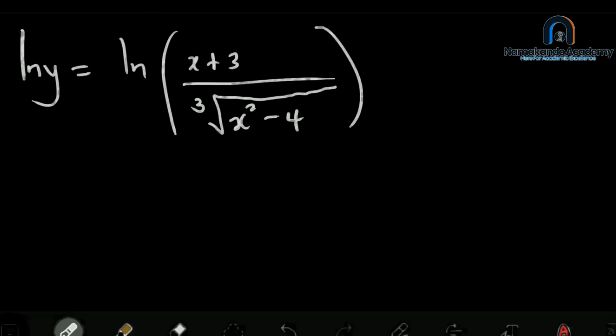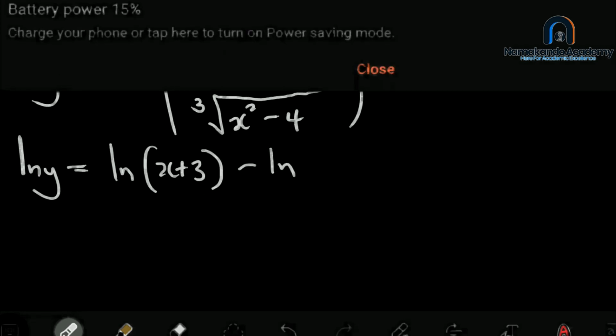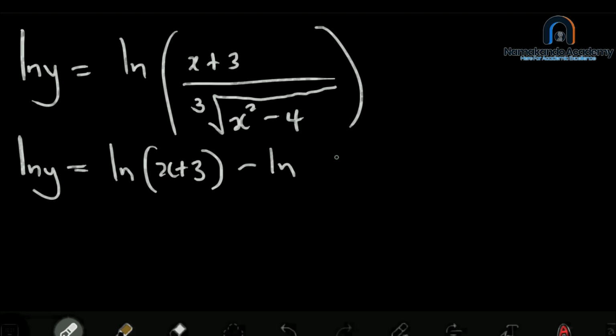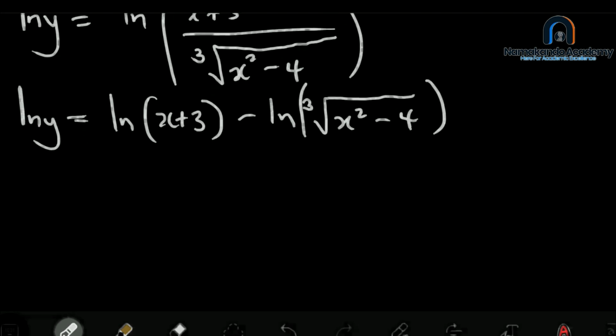So we maintain our left hand side as natural log of y, equal to, for the right hand side, natural log of (x plus 3), minus natural log of the cube root of x squared minus 4, like this. From here, we now take the derivative of both sides.